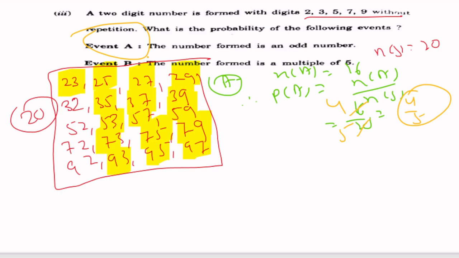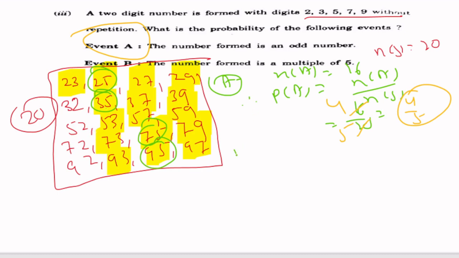It's very easy. Now next one, the number formed is a multiple of 5. So which numbers formed are multiples of 5? Multiples of 5 are 25, 35, which one else? 75, 95. Any other number which is a multiple of 5? I don't see any. So total 4 numbers.